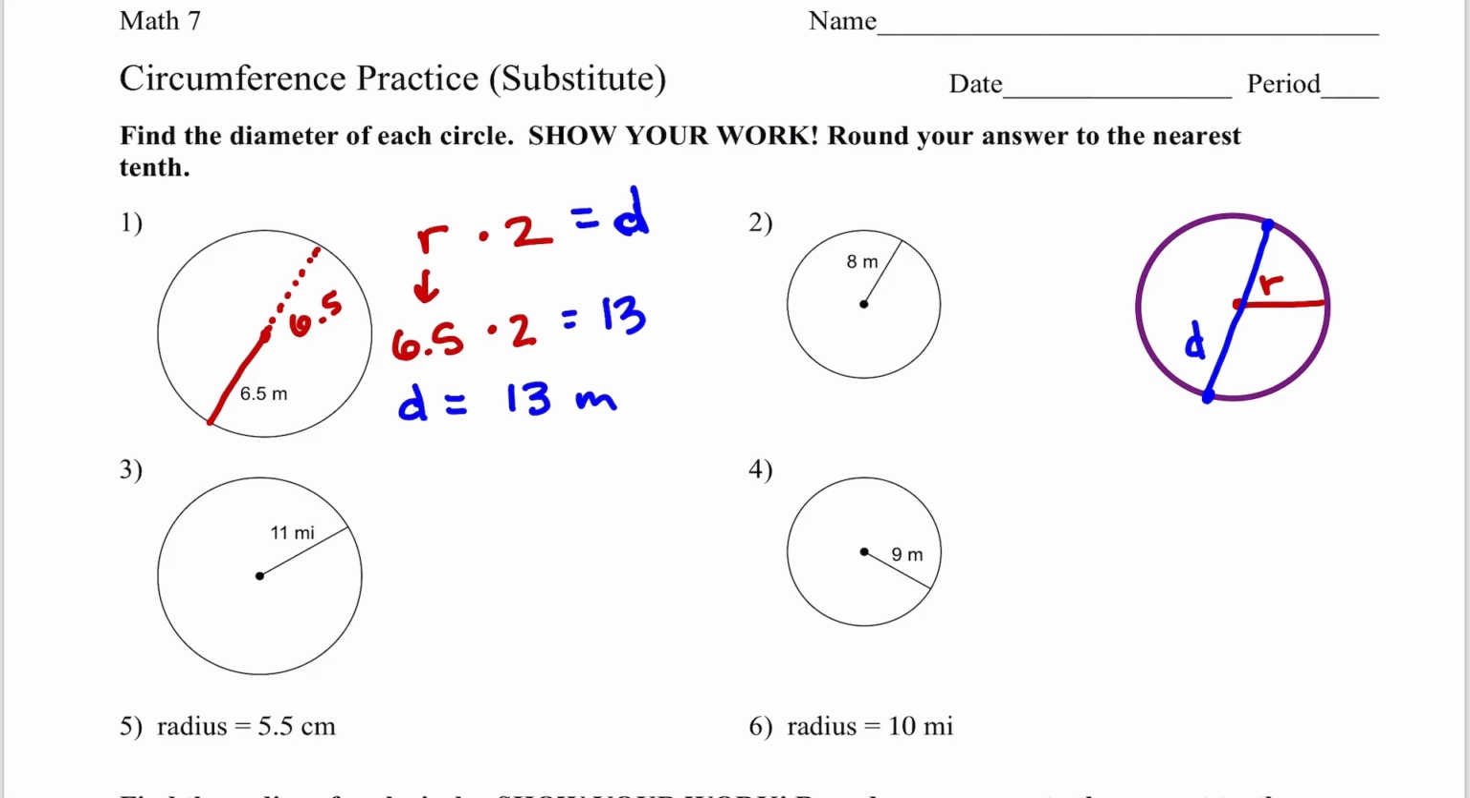Each time, remember to show your work. Showing your work means you're writing down something like the formula, R times 2 is equal to D. The radius doubled is the diameter. Maybe you're just writing down what it is that you're typing into your calculator, but I do need to see more than just 13 meters. Make sure you're showing your work by showing your thought process. Pause the video as you work on problems 2 through 6.